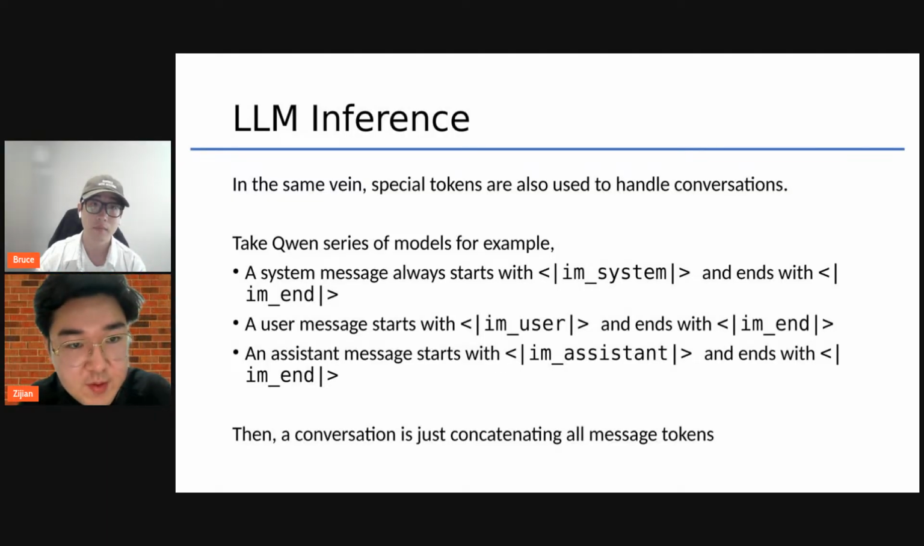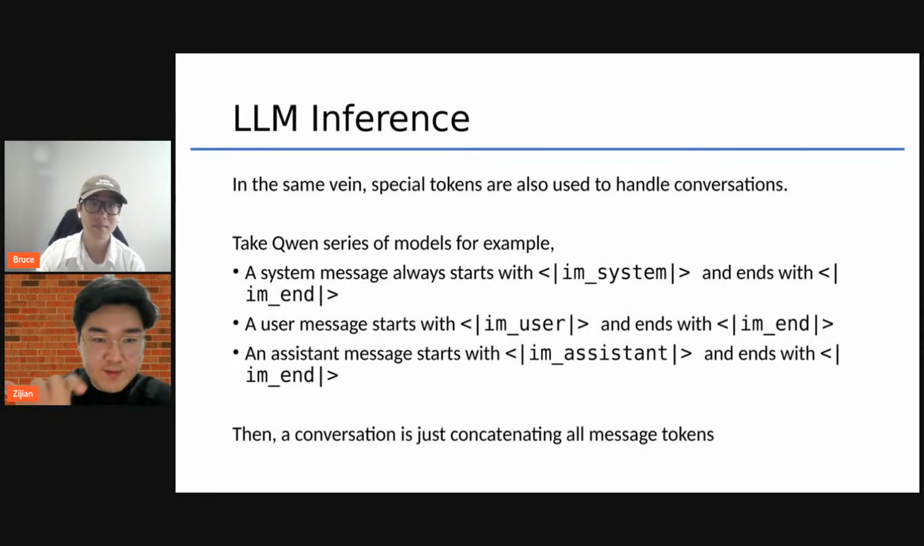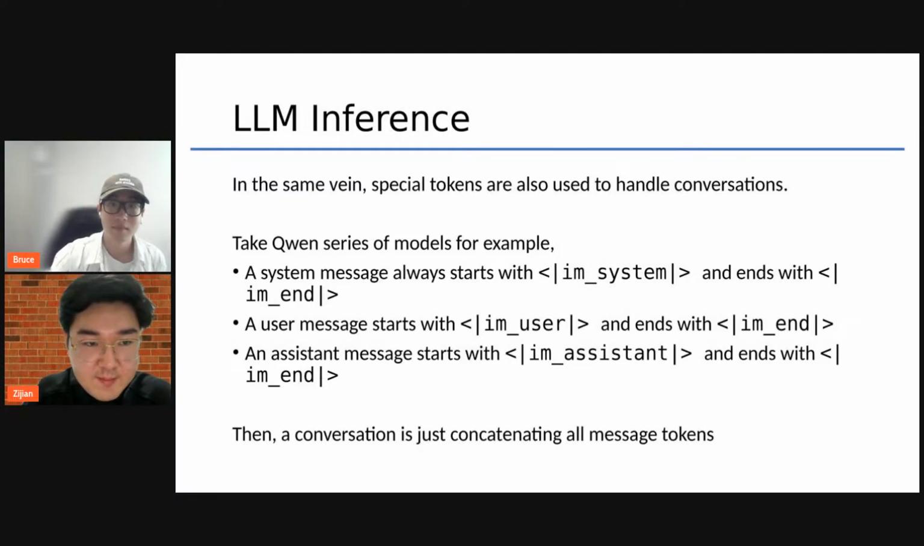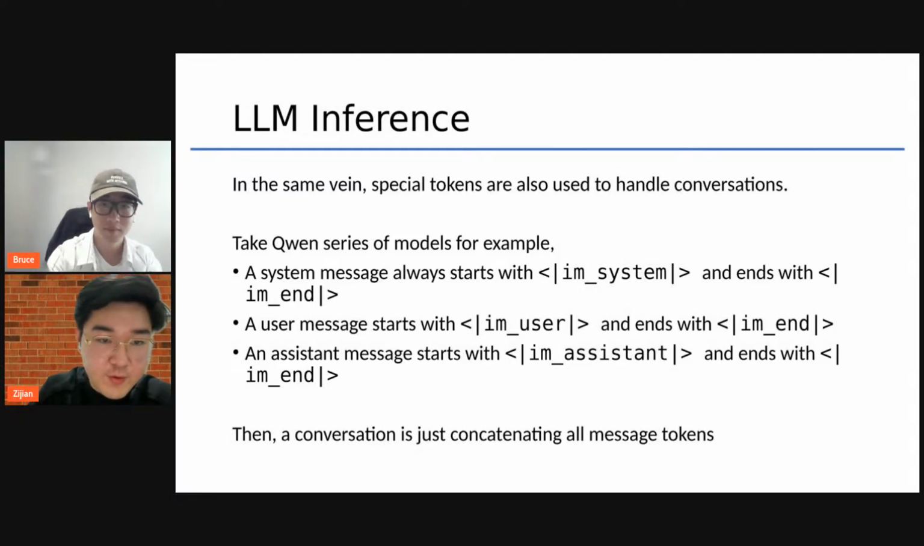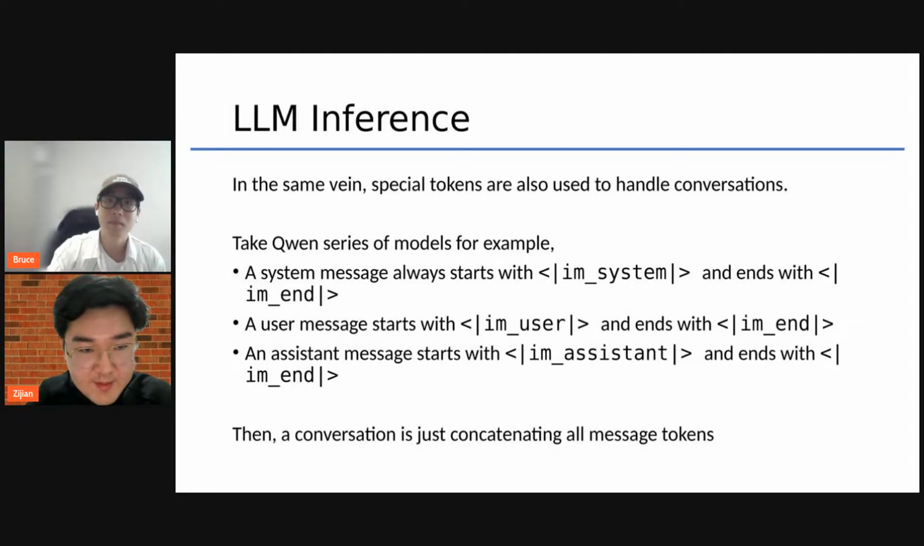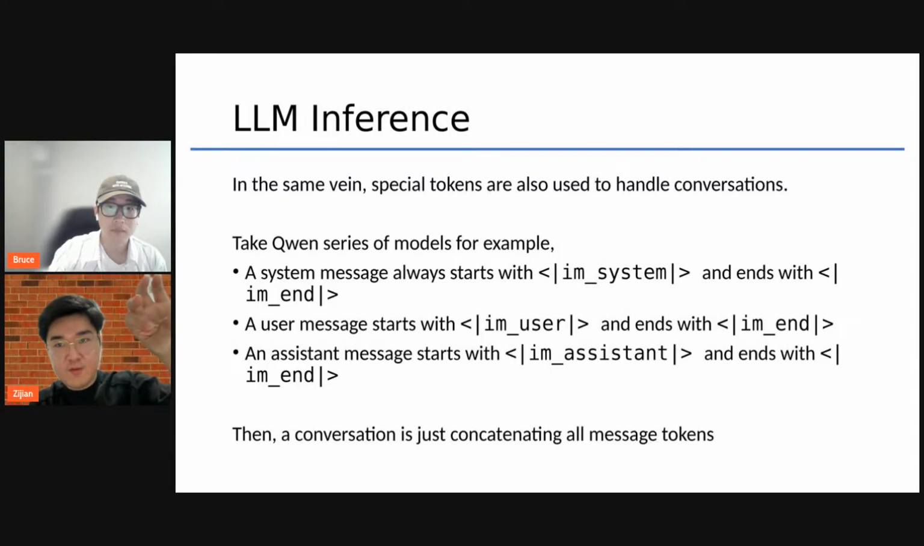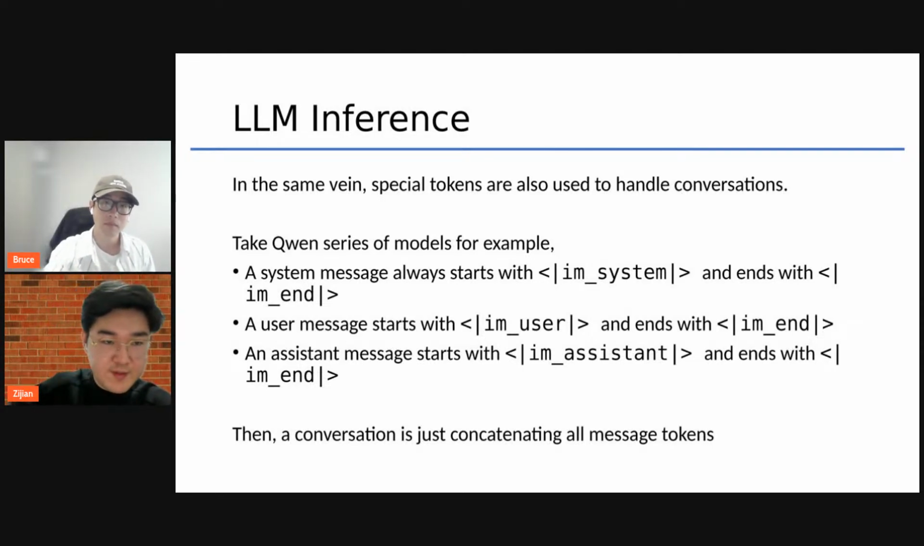Take the Qwen series of models, for example. We actually use special tokens to wrap different sections of messages. For example, if we have a system message, we wrap it inside this kind of im_start system special token. For user messages, we wrap them in this kind of im_start user special token. And for an assistant message, we wrap them in this kind of im_start assistant special token. So by wrapping text in these special tokens, you inject information into the LLM to make it understand which piece of message belongs to whom.